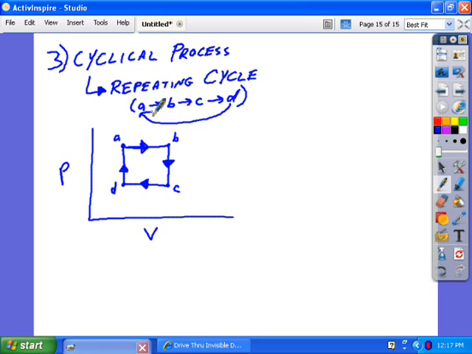Right, now notice what we have here. There's going to be some area that is surrounded by your cycle. This area is going to be the work.